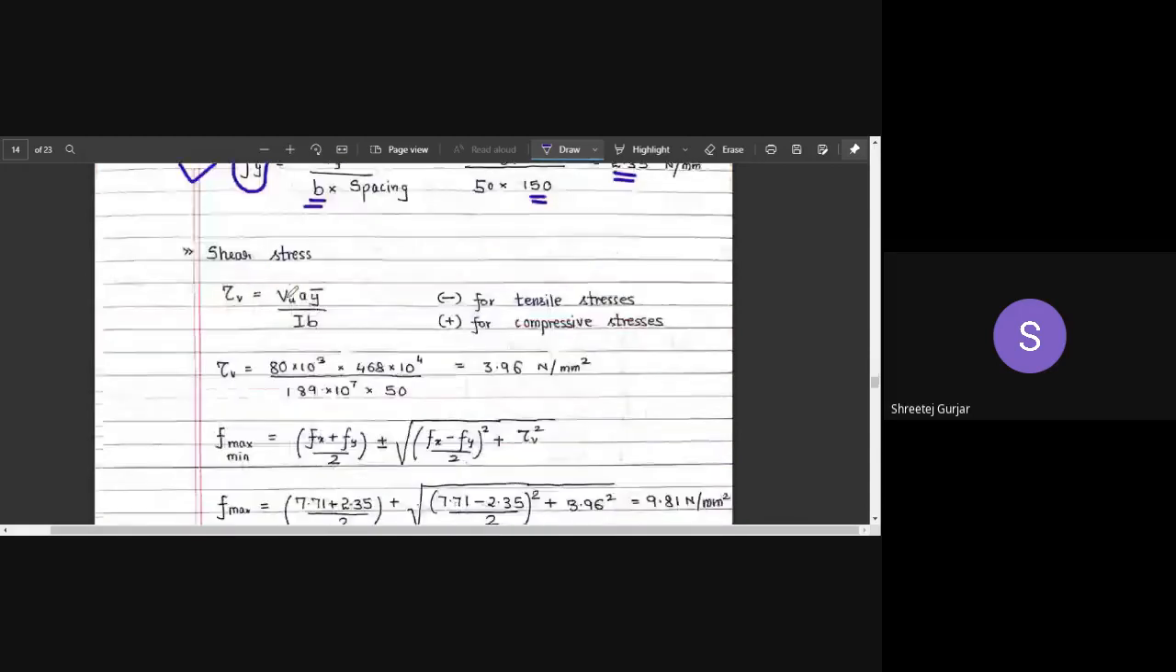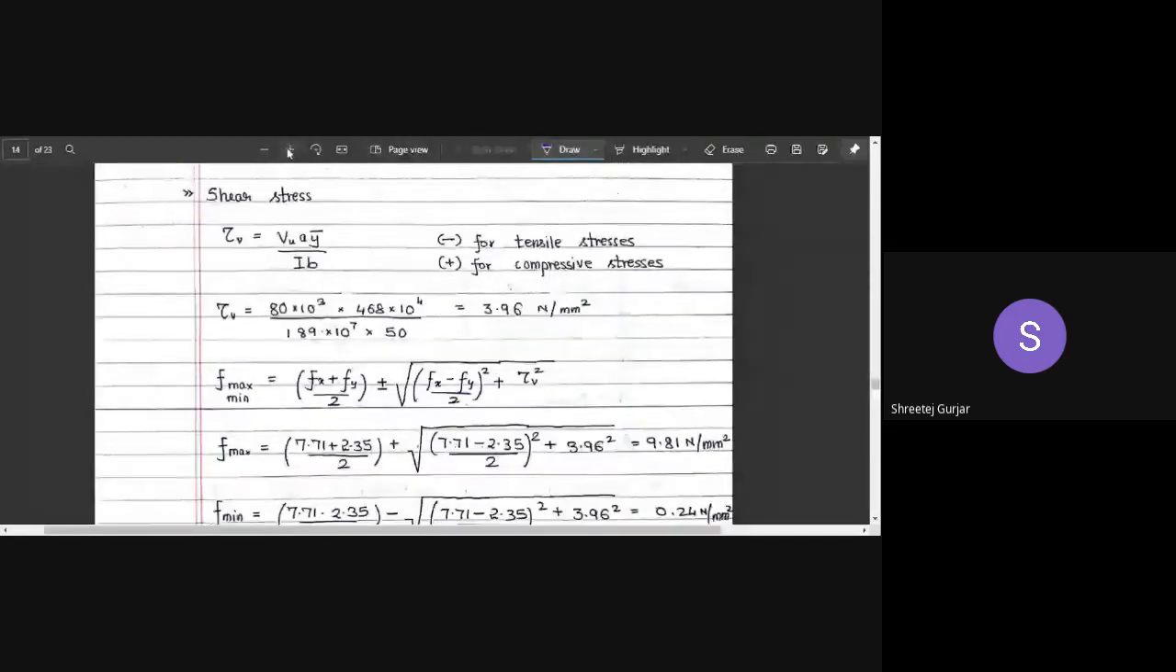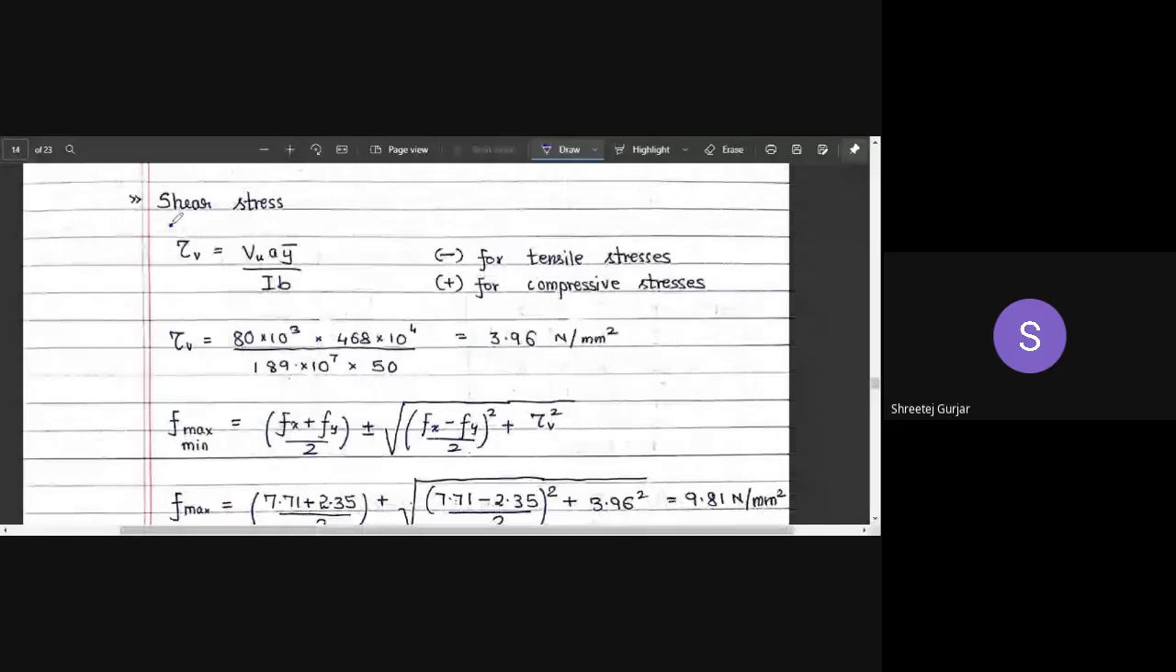Now for shear stress, we know this particular formula. Tau V is equal to Vu A y bar by Ib. So Vu, what is Vu? Shear force. The ultimate shear force which you have to substitute is given to us as 80 kilonewton in the question, no problem. So Vu is there with us. Next, A into y bar is also given to us in the question, as 468 into 10 power 4.